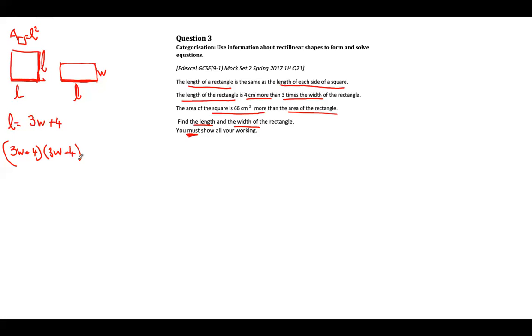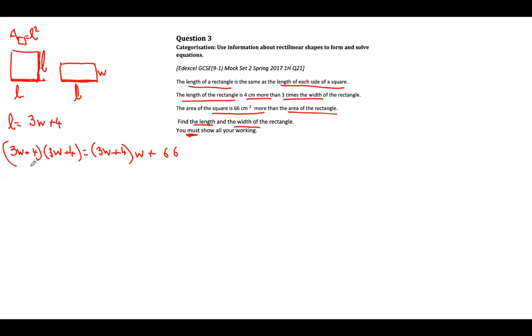But this is equal to 66 more than the area of the rectangle. How much is the area of the rectangle? It is L times W, and L is 3W plus 4. So I'm going to have 3W plus 4 multiplied by W itself, plus 66, just like that. All right, so we have an equation to solve.